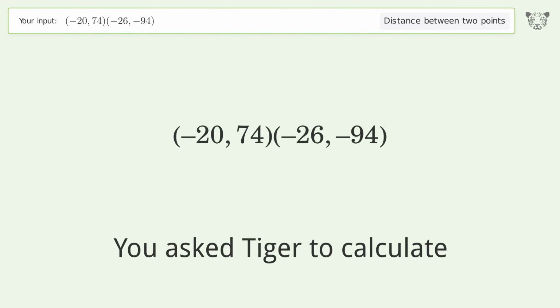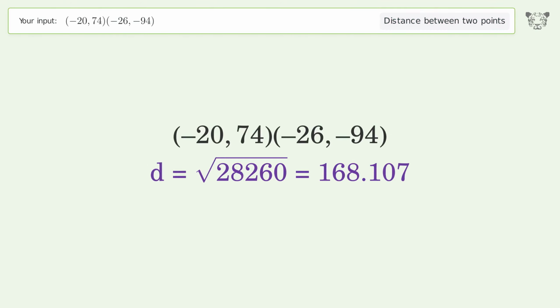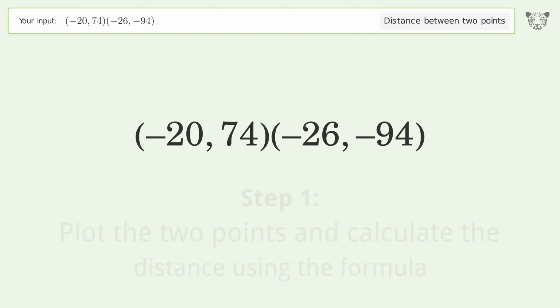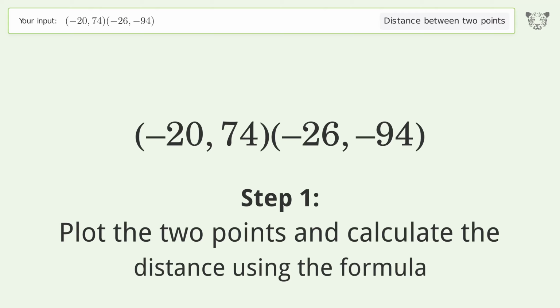You ask Tiger to calculate. This deals with the distance between 2 points. The distance between the 2 points is the square root of 28,260 or 168.107. Let's solve it step by step. Plot the 2 points and calculate the distance using the formula.